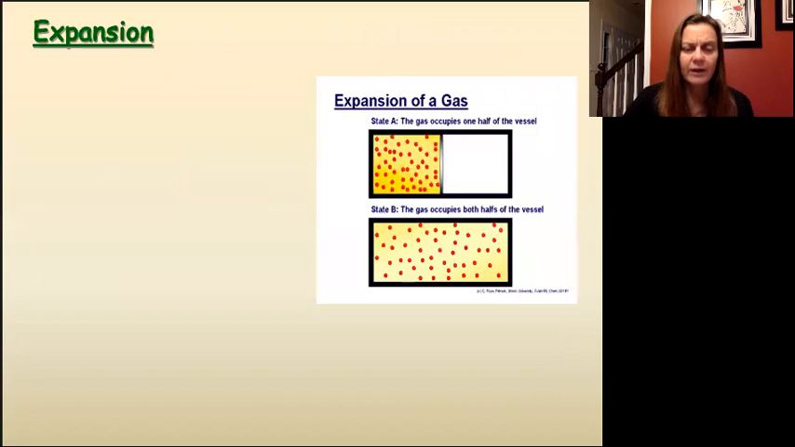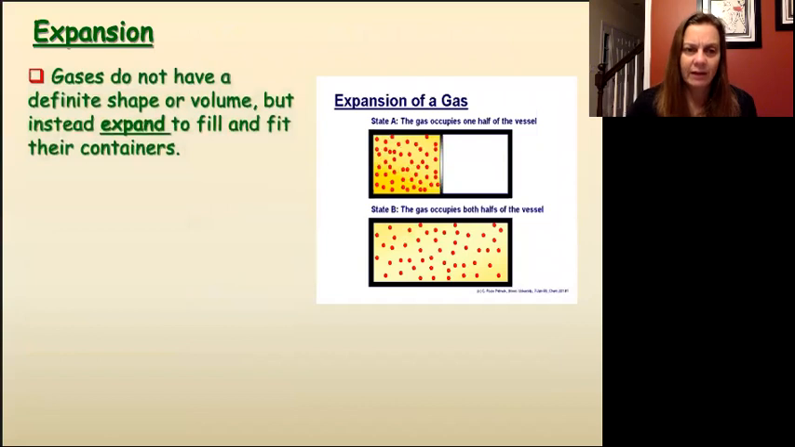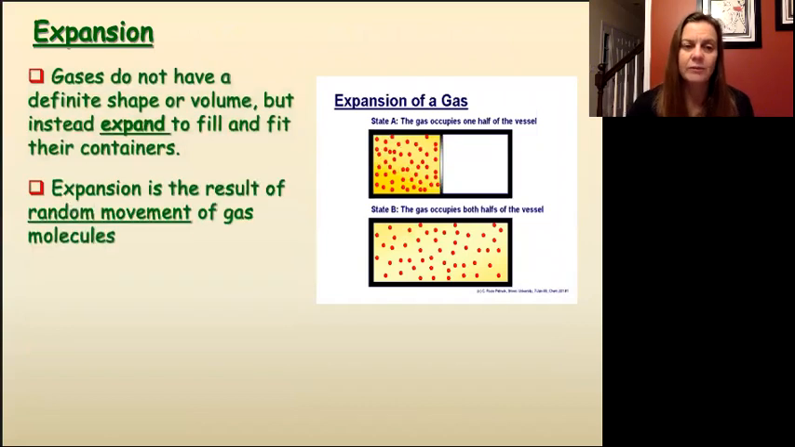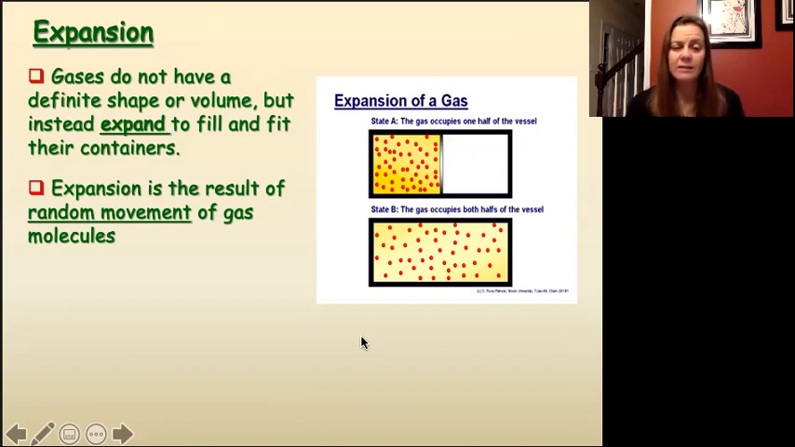Okay, so let's talk about some of those characteristics of gases and think about how those relate to this kinetic molecular theory. The fact that they expand to fill their containers comes from that random movement of gas molecules. If you have a container, like we have in the top image here, where the gas is occupying 1/2 of the container, and we remove the wall, the gas is going to spread out, it's going to expand, and it's going to fill the container. And that's because those gas molecules are in constant motion. So if you remove the barrier, they're going to move to fill that space.